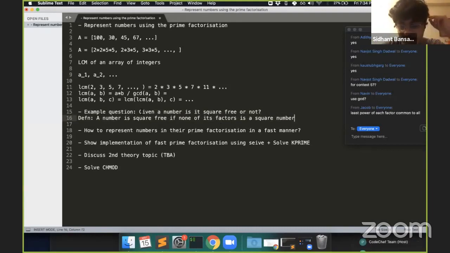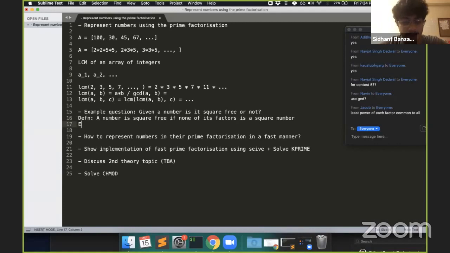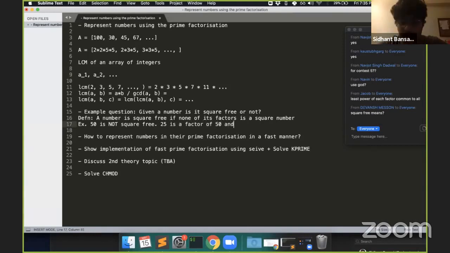The question is, given a number, you have to quickly identify if it's square free or not. That is, when is a number square free? A number is square free if none of its factors is a square number. Example, say, I don't know, let me think, 50 is not square free. Why? Because 25 is a factor of 50 and 25 is a square.